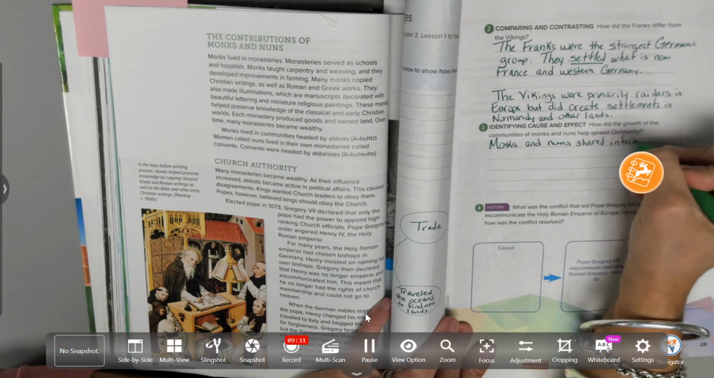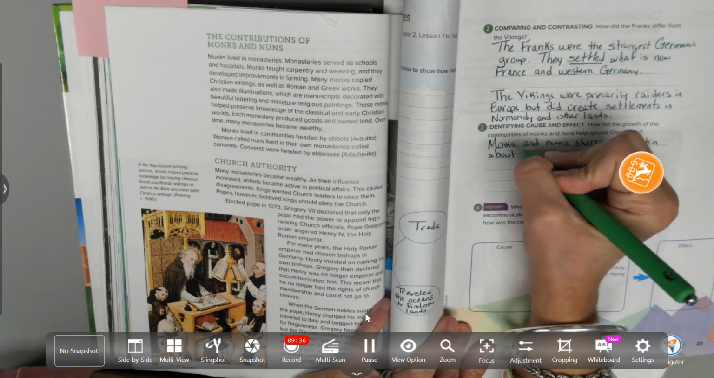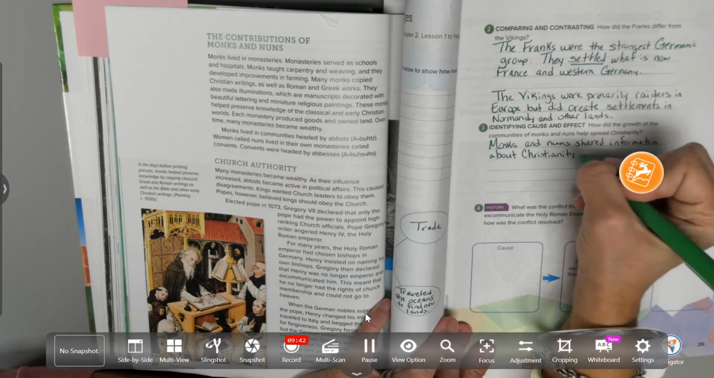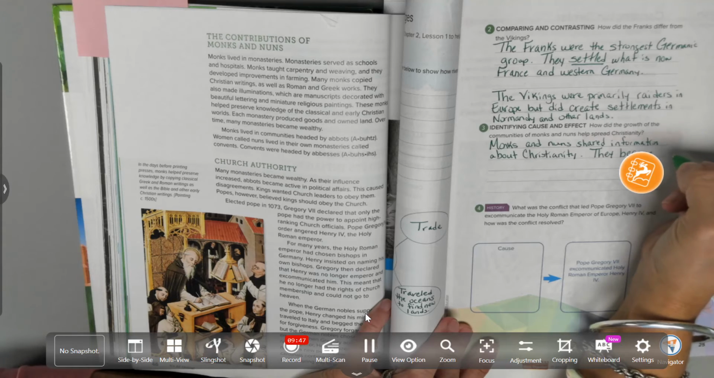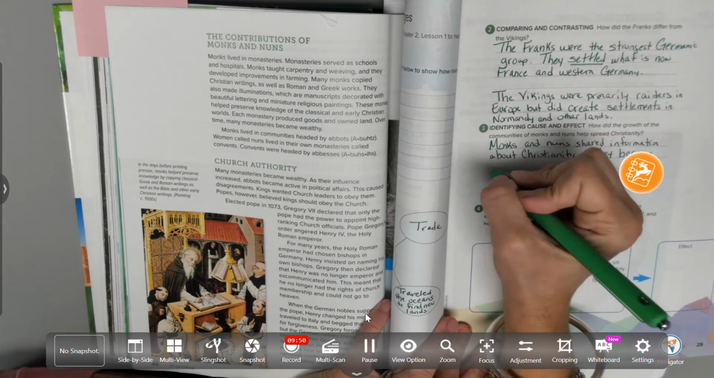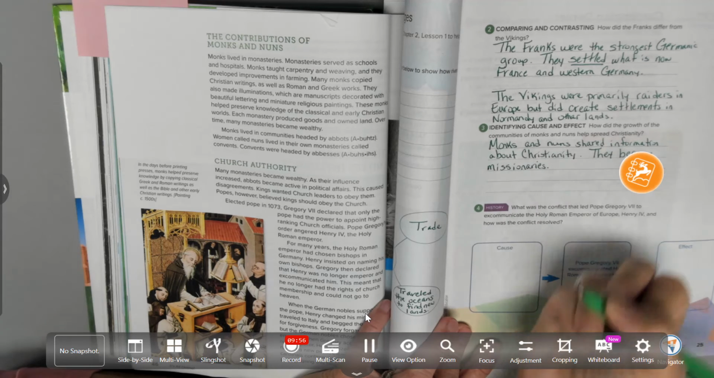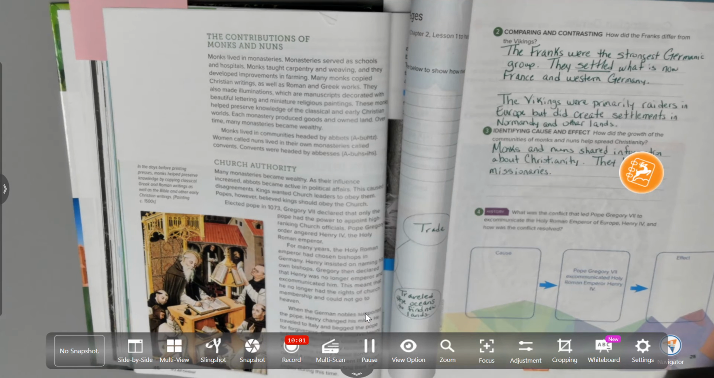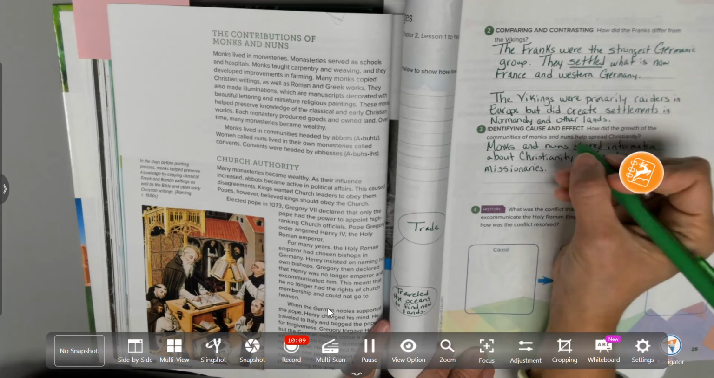They shared information about Christianity. They became missionaries. Once again, missionaries are people who travel the country or out of the country to share the gospel. Okay. All right, hold on just a minute. There we go. They were also just active. They were an active part of society.